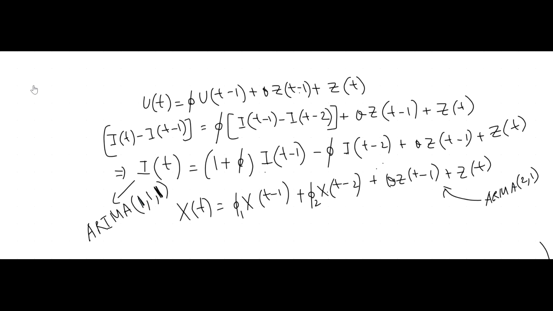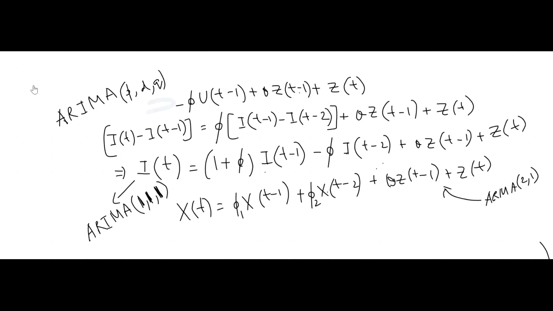In general, just as we write ARMA(p,q) for ARMA, for ARIMA we write ARIMA(p,d,q). P stands for the AR part, Q stands for the MA part, and D stands for the number of differencing you are taking. In this case I have taken 1 differencing, but depending upon the situation you may need to take 2 or 3 differencing. In that case you will have an ARIMA(p,3,q) process. So the idea is like that.